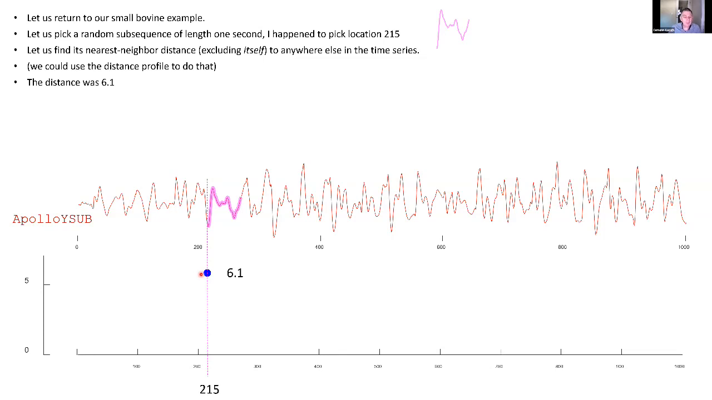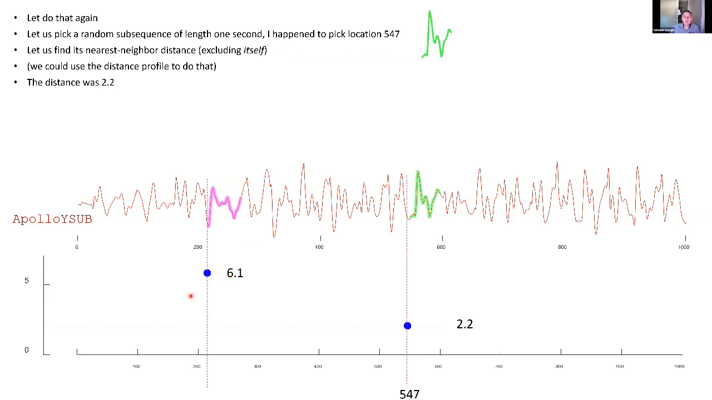Once I know that, I'm going to put a little blue dot at that location. And so if you see this blue dot, it tells you that the subsequence here has a nearest neighbor somewhere, we don't care where, whose distance is 6.1. Let me do it again with a different random location, this time 547. Here's the subsequence. I again search for its nearest neighbor somewhere in this red time series, and I find its distance to its nearest neighbor is closer. It's 2.2. It's a small value. I put a blue dot right here.